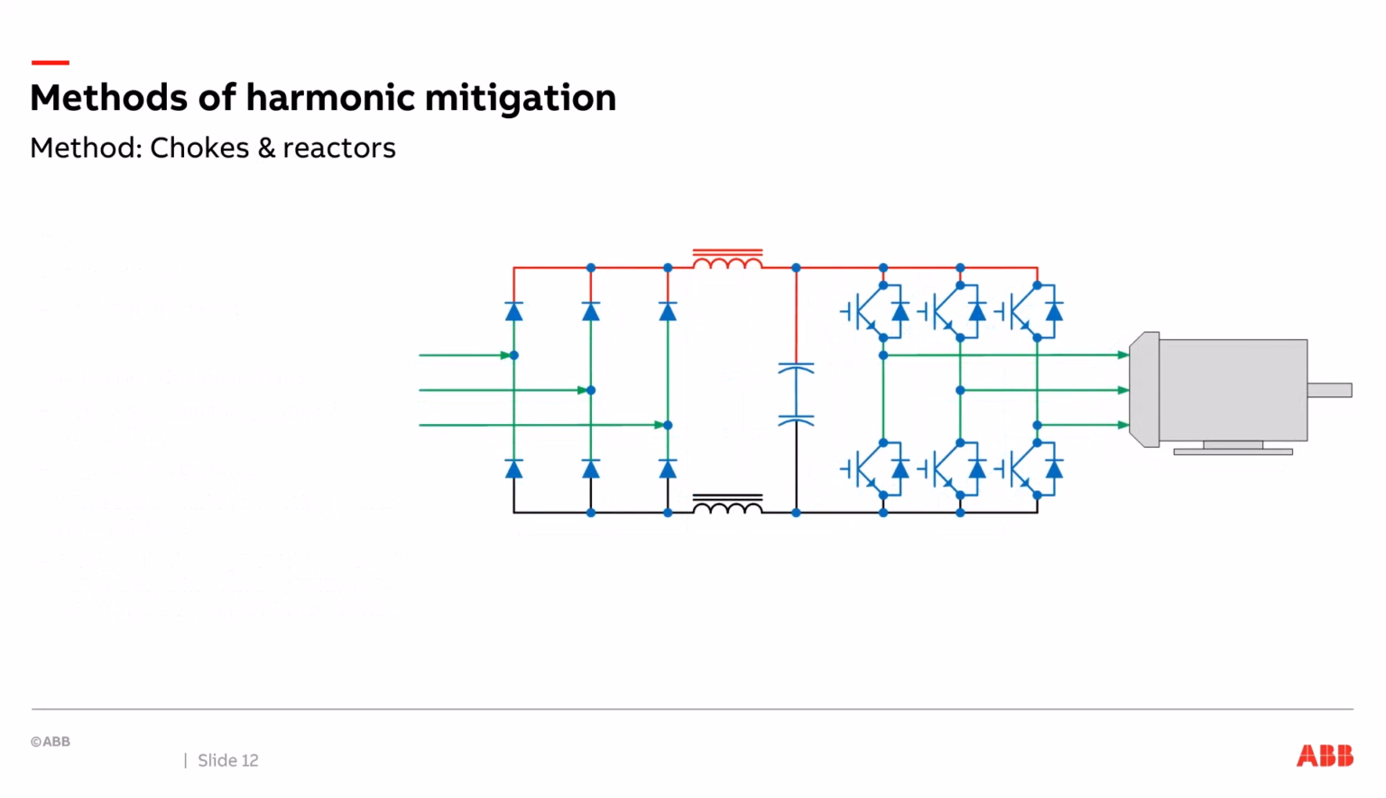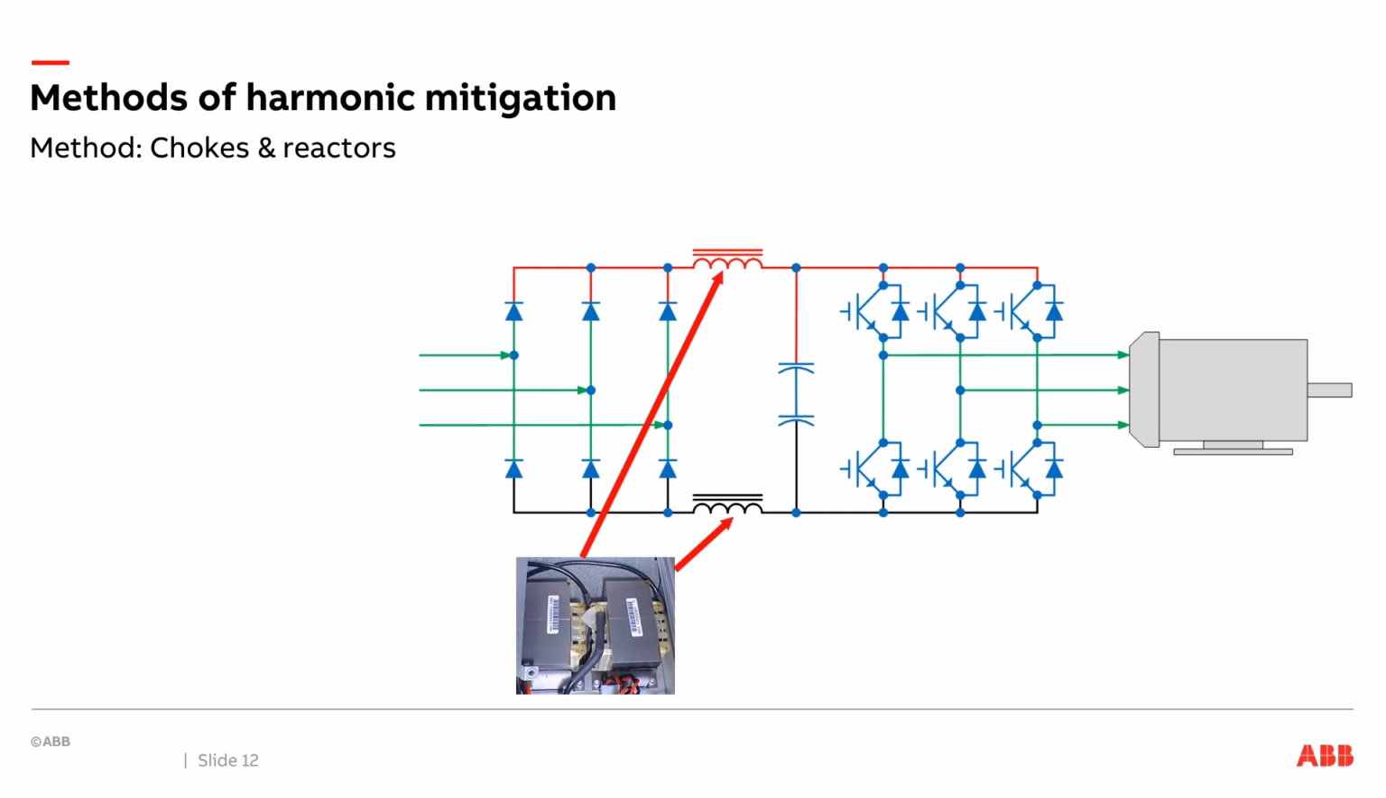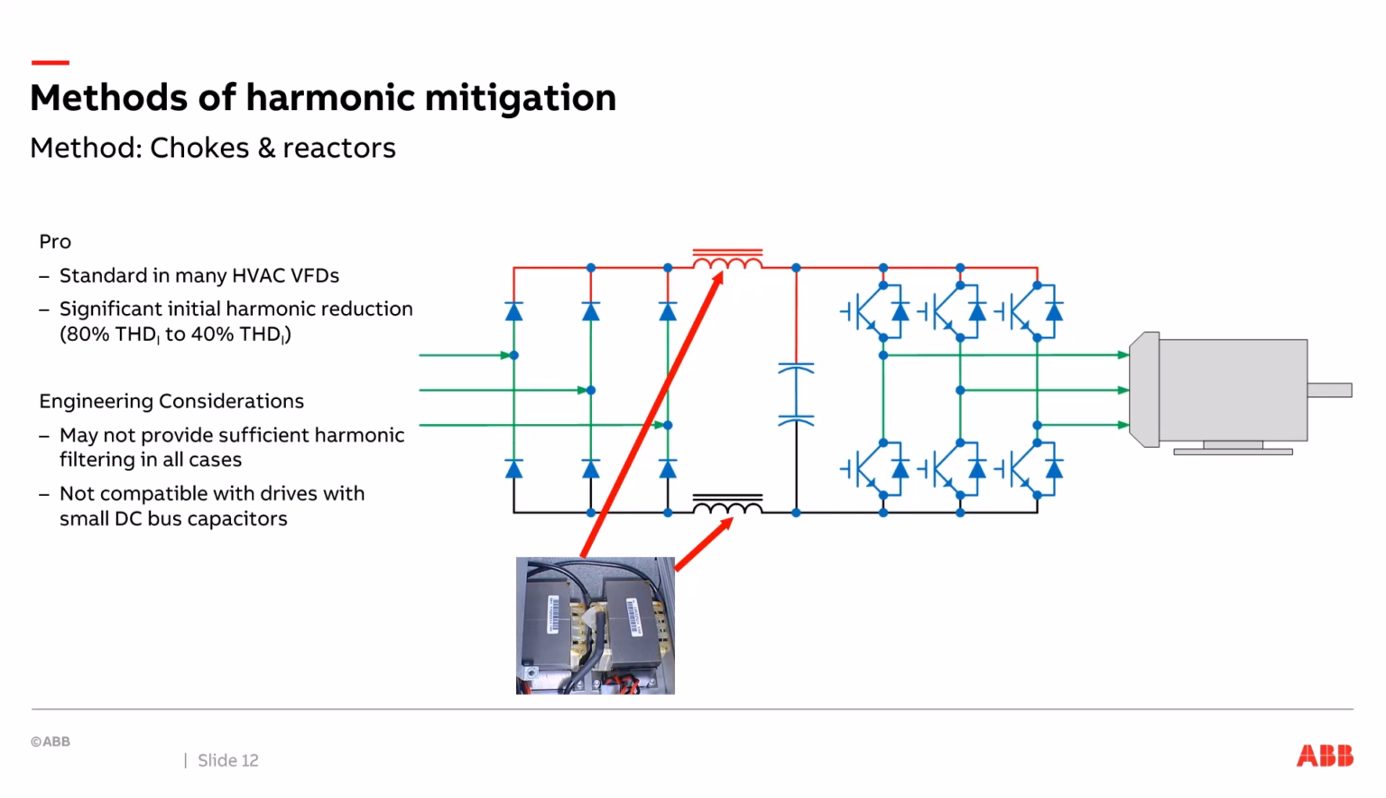The next form of harmonic mitigation is adding impedance. That could be in the form of a DC bus choke, like is shown up here, or it could be in the form of an AC line reactor that's put on the input side of the drive in front of the diodes. Either way, they both perform a good initial drop in the harmonics. If I look at how much it helps, it basically drops the harmonics in half, so it's roughly 80% to 40% ballpark. And this is an option that's standard in many HVAC VFDs.